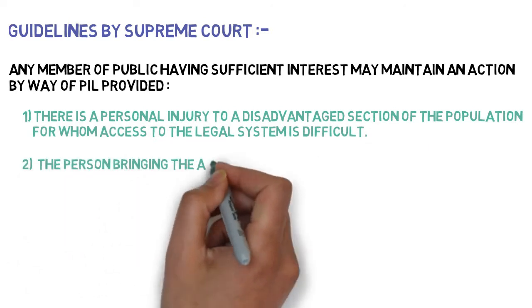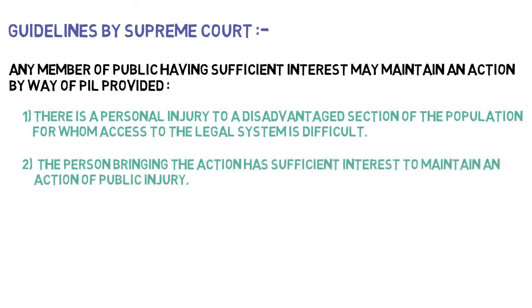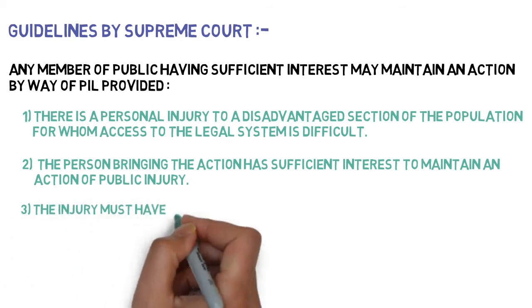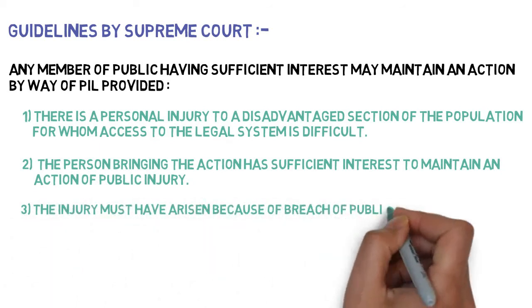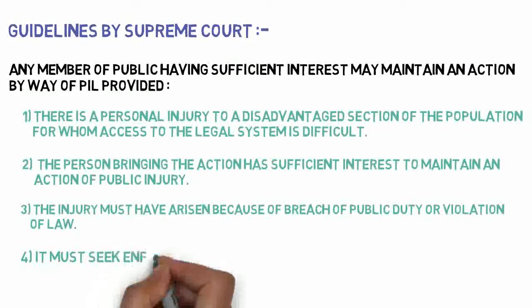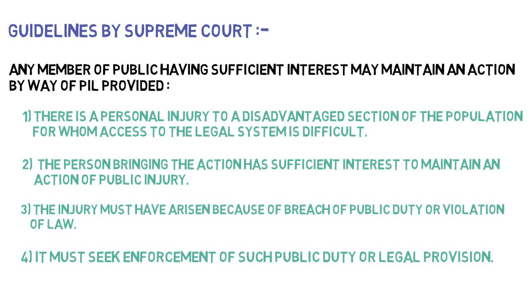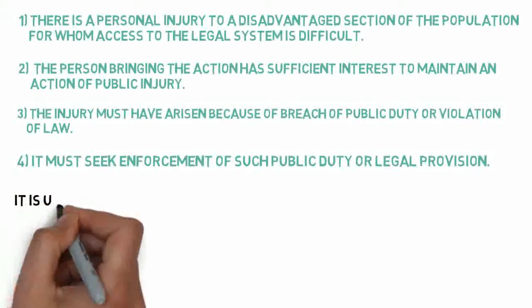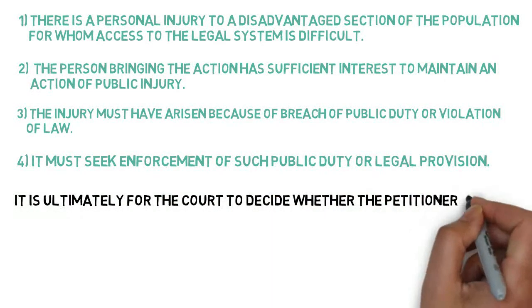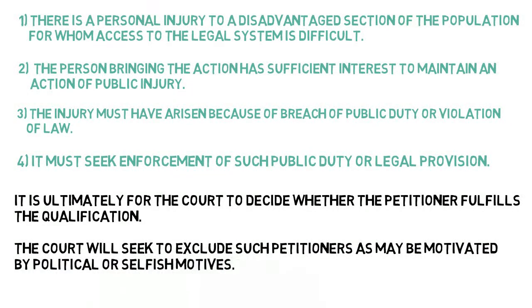Second, the person bringing the action has sufficient interest to maintain an action of public injury. The injury must have arisen because of breach of public duty or violation of law. Now, the fourth one is it must seek enforcement of such public duty or legal provision. It is ultimately for the court to decide whether the petitioner fulfills the qualification or not. The court will seek to exclude such petitioners as may be motivated by political or selfish motives.